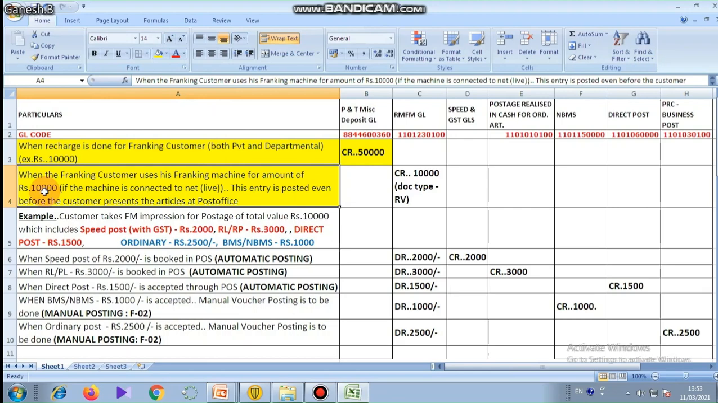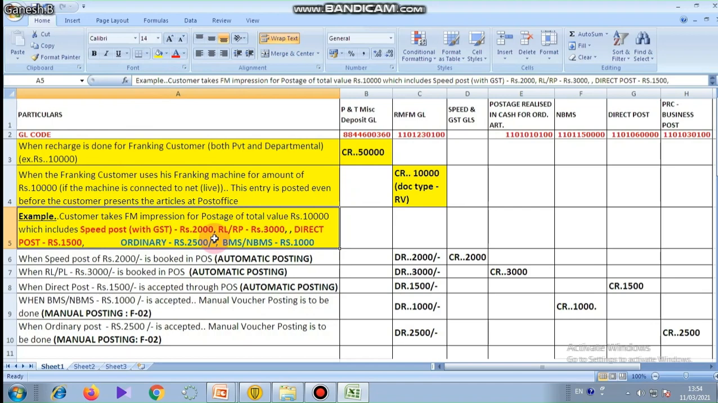Okay, now the customer is using his RMFM machine to take FM impression on accountable articles or unaccountable articles, ordinary posts. Whenever he uses his machine and connects his machine live, say the customer is using his RMFM machine to take an impression worth rupees 10,000 and connects his machine to internet. Now what happens? The RMFM GL will be credited by 10,000.